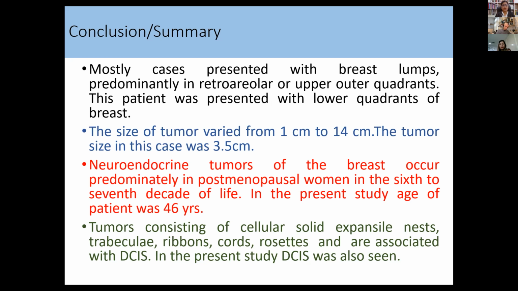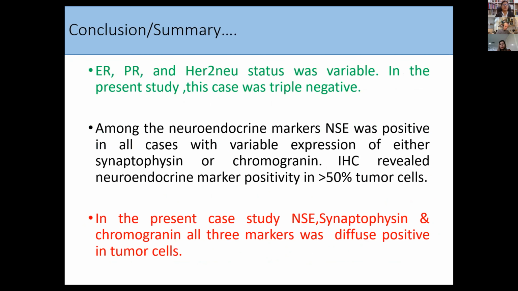Microscopically, the tumor consists of cellular solid expansile nests, trabecular cords, and rosettes, sometimes in grade 1 tumors. It is associated with DCIS, and in the present case, a ductal carcinoma in situ component was also present. The ER, PR and HER2 status was variable in numerous studies. In the present study, this case was triple negative.